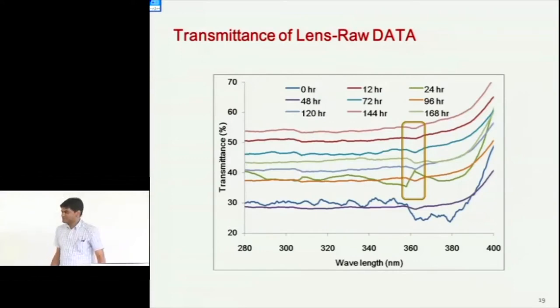This is the transmittance of lens. Here we see this is 0 hour. There is some noise, and this is after 12 hours. There is some absorption, and there is some valley in transmittance. There is a peak.